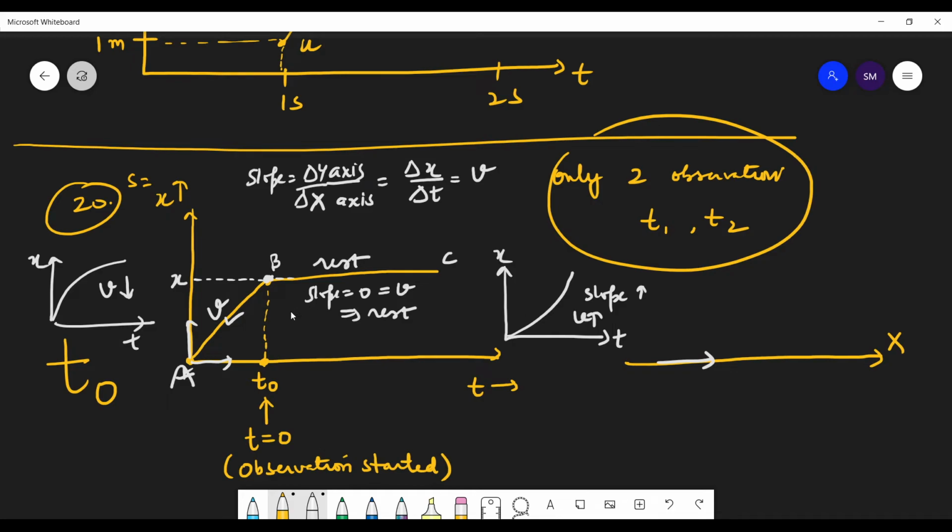So the last option is the particle moves at constant velocity up to time t naught. T naught तक velocity क्या थी? Constant, and then stops. Then the particle stops. तो correct option कौन सा होगा students? Option D.